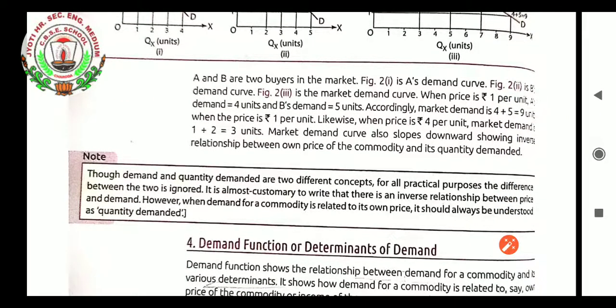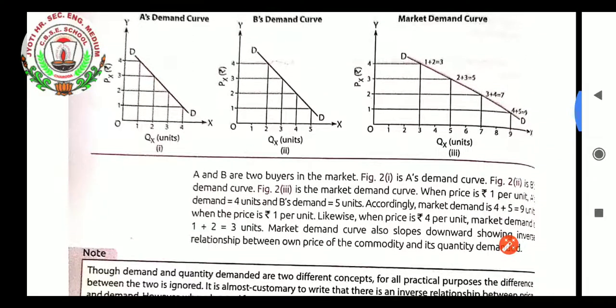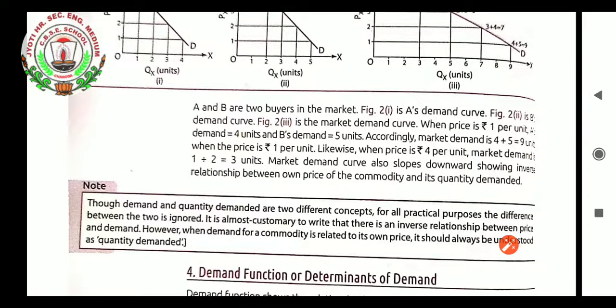A and B are two buyers in the market. Figure 2.1 is A's demand curve. Figure 2.2 is B's demand curve, whereas figure number 3 is the market demand curve. So the 3 curves have been shown to you, and it will be clear what is individual and what is market. Our market demand curve will be bigger than the individual because it represents the quantity demanded by all the buyers together according to the price. Market demand we have already learned, so nothing more to explain.